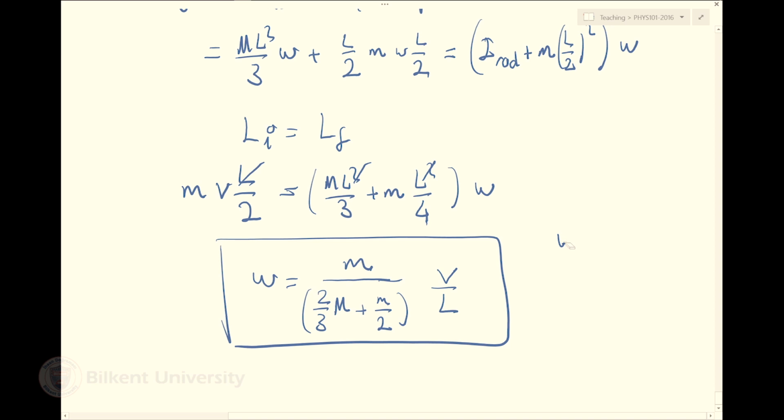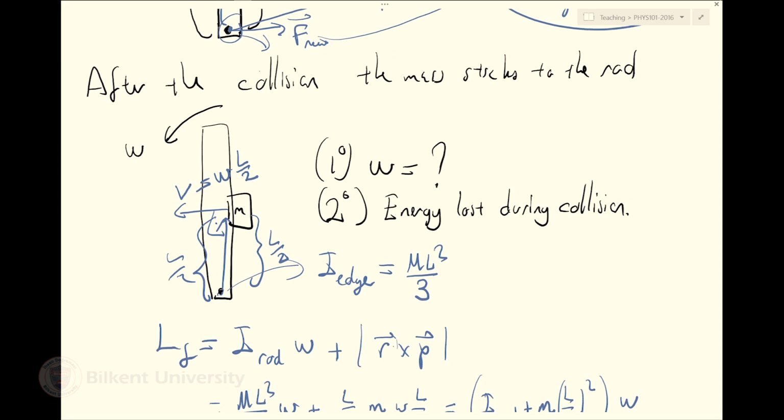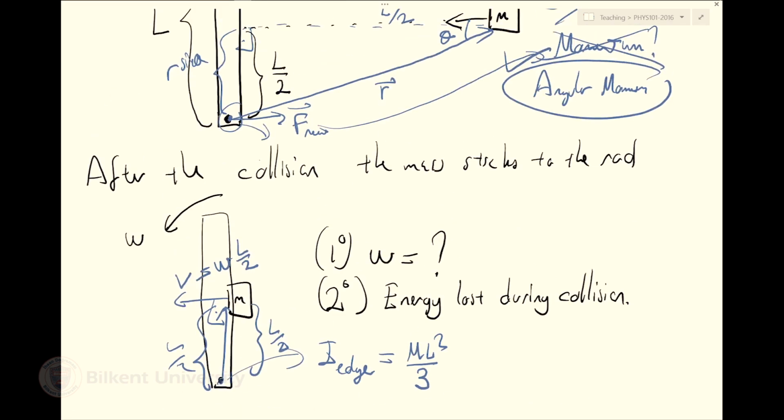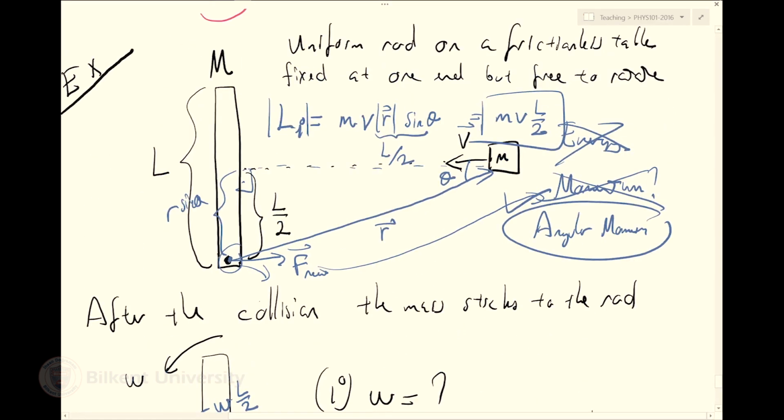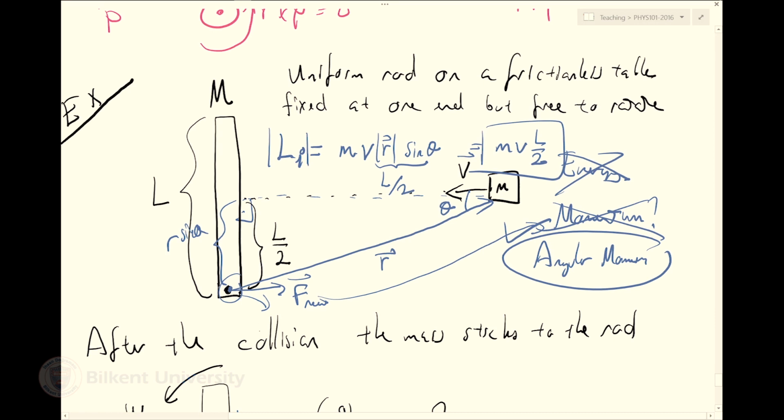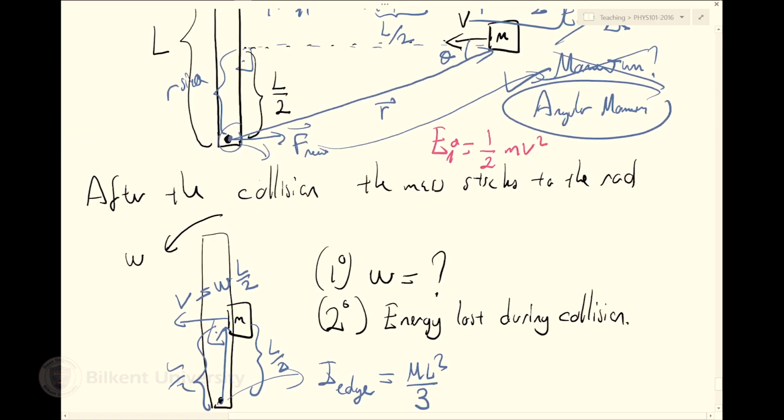Did I reach my goal? Well, not yet, right? Because the question also asked me to find the energy lost during collision. So, can you tell me the initial energy? This is on a horizontal table, so there is no need for potential energy. There is only kinetic energy. What's my kinetic energy here? 1/2 mv squared. How about in the final situation?